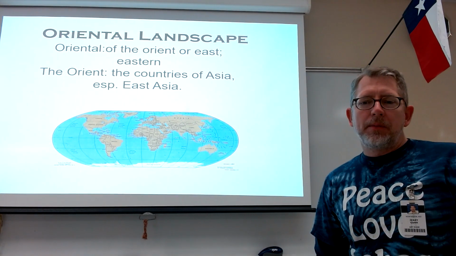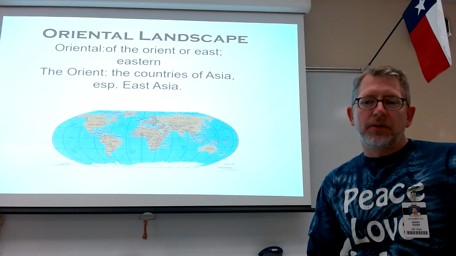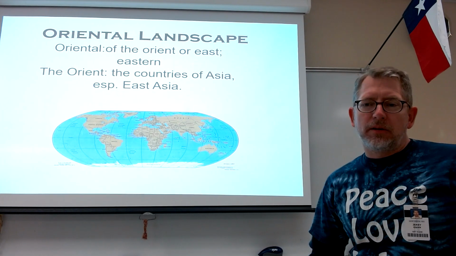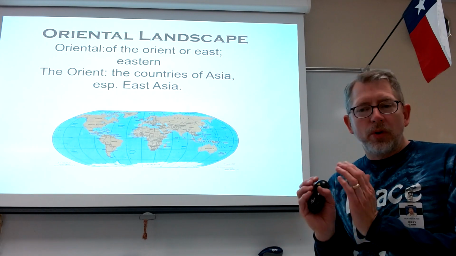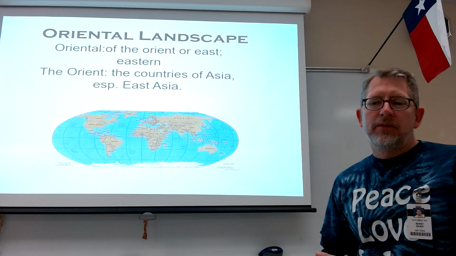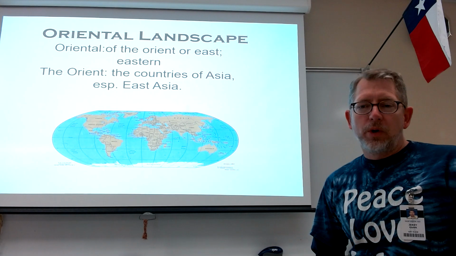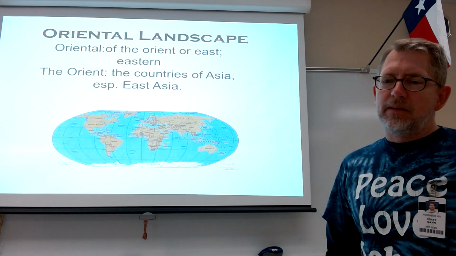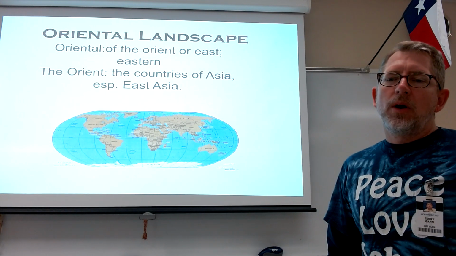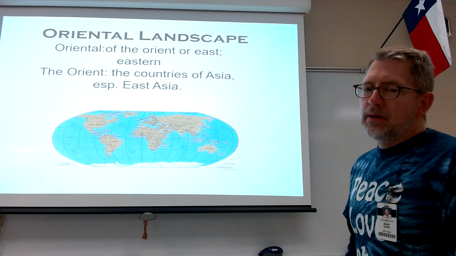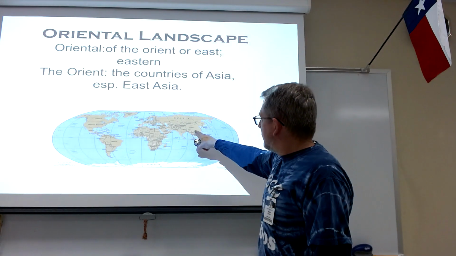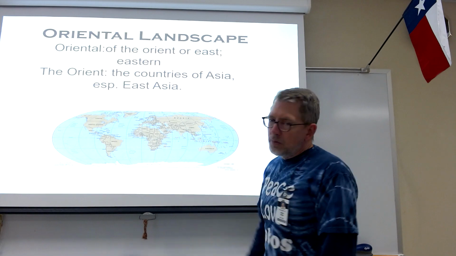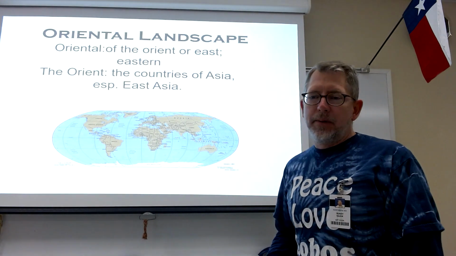Hey boys and girls, today you're going to be making a watercolor Oriental landscape. The Oriental landscape is going to include architecture in the Oriental style, and as you will see in the pictures, we're also going to be talking about mountains. The word Oriental simply means the east or of the Orient, and that is the countries of Asia, which is over here, China, Japan. So that's what we're going to be looking at today to make your picture.